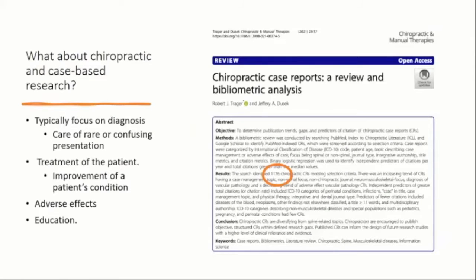So what about chiropractic? Well, there is actually a study, and in a week, we'll start posting some of these resources on our website. This study actually reviewed the case reports for chiropractic, and it's a recent study. Using their study criteria, they ended up with 1,176 chiropractic case reports. Now, please note, these are only case reports that were indexed in PubMed. Some of the things that the case reports for chiropractic specifically focused on were rare or confusing presentations, treatment of the patient, adverse events, and then education.